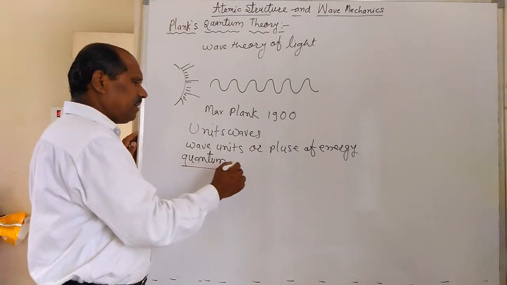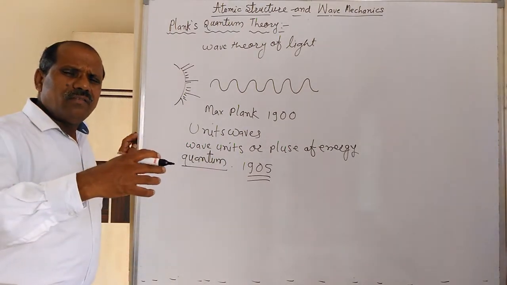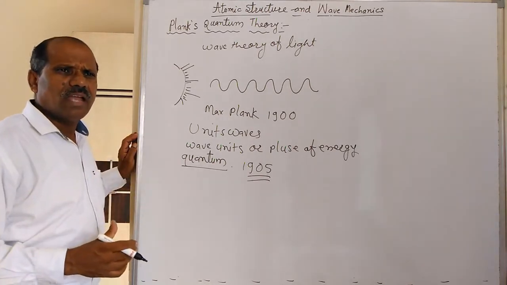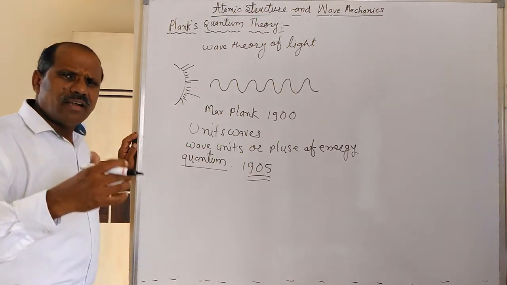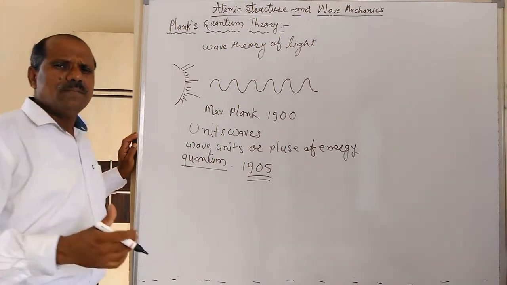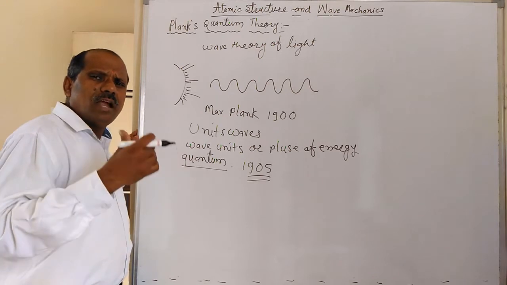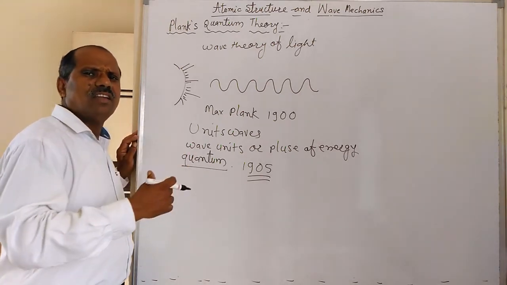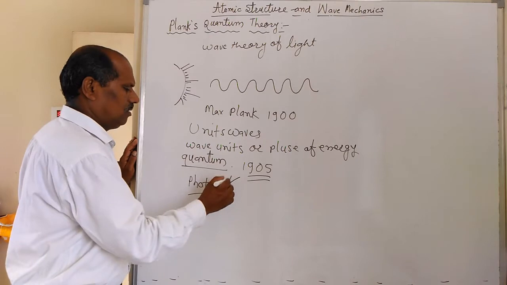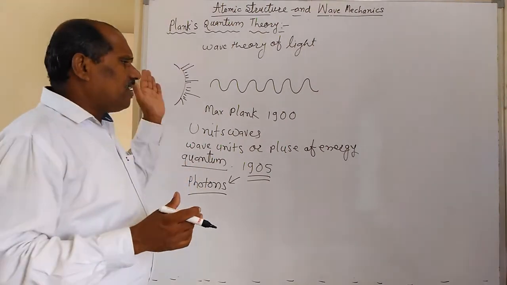Later on, in 1905, Albert Einstein gave further improvements and observations based on his own experimentations, and he explained that excited atoms or molecules are radiating the energy, the light radiations of the radiant energy, in the form of energy packets or quanta. Those quanta were named by Albert Einstein as photons. These are some inventions or improvements regarding Planck's quantum theory.